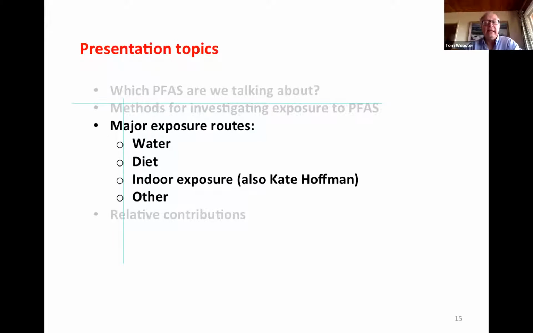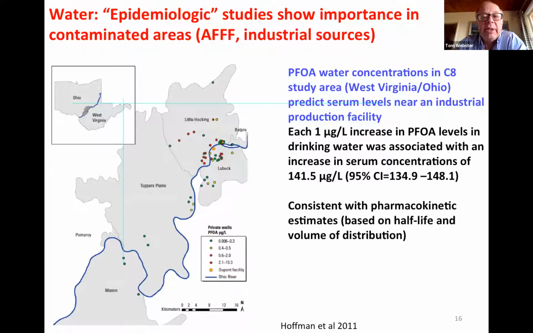All right, so let's say a little bit about the major exposure routes that have been investigated. So water. I'm sure you're all very familiar with this, and I would consider this, at least for the main PFAS, established science: if you live in a contaminated area, you're very likely to have increased levels of PFAS in your blood. I worked on a couple of these studies, in particular one with Kate Hoffman that you'll hear about later, in the C8 studies in the West Virginia, Ohio area. What we found is that water concentrations of PFOA in drinking water predicted serum levels near the DuPont production facility there. You can use regression to estimate the increase in serum concentrations per unit increase in water, and those estimates were consistent with the pharmacokinetic estimates, which is very nice.